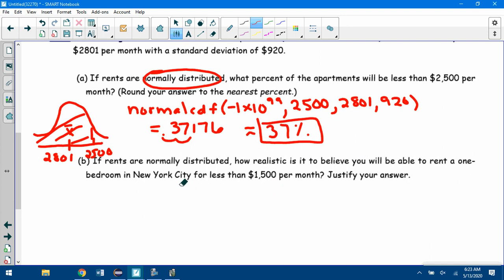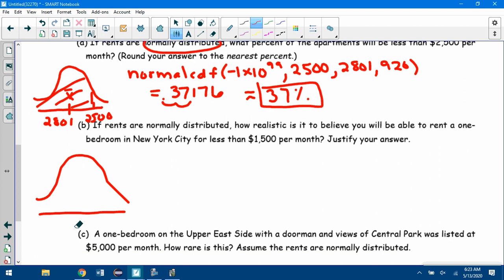Okay, part B. If rents are normally distributed, how realistic is it to believe that you will be able to rent a one-bedroom apartment for less than $1,500 per month? All right, well, it would help us to know what's the percent chance that I can find rent that cheap. So here's 2801, mean in the center. 1,500 would be way over here. My gut says not too realistic, but let's check what percent chance we have.